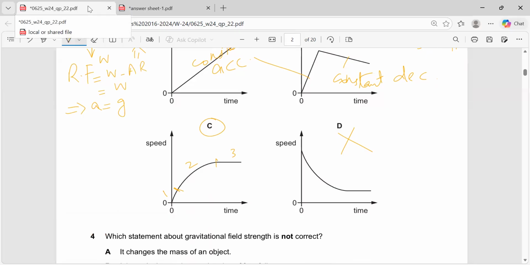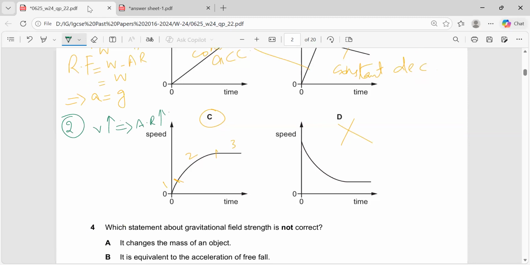Now, my dear friends, I'm talking about point number 2. As it is accelerating, the speed of the ball is increasing. This implies that air resistance is also increasing. Same ball, weight is constant, but now there is also a small magnitude of air resistance. So what will be the resultant force? Resultant force will be weight minus air resistance. Now there is air resistance, so the resultant force will decrease. This means acceleration of the body will be decreasing. That's what we can see in part 2.